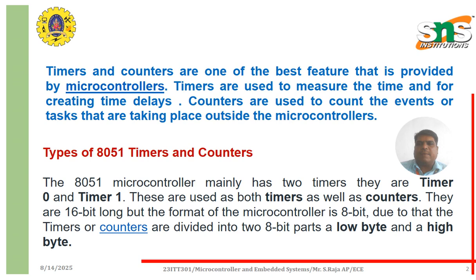The 8051 microcontroller mainly has two timers. They are timer 0 and timer 1. These are used both as timers and as counters. They are 16 bits long, but the architecture of the microcontroller is 8-bit. Due to that, the timers or counters are divided into two 8-bit parts: a low byte and a high byte.